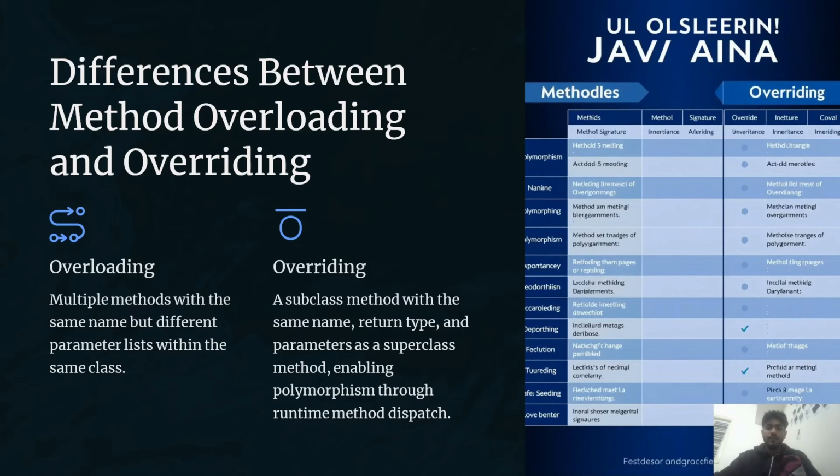Difference between method overloading and overriding. Overloading: multiple methods with the same name but different parameter lists within the same class. Overriding: a subclass method with the same name, return type, and parameters as a superclass method, enabling polymorphism through runtime method dispatch.